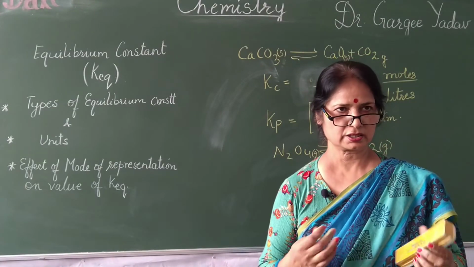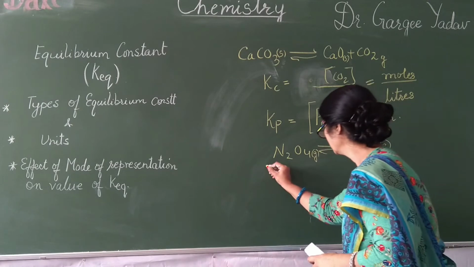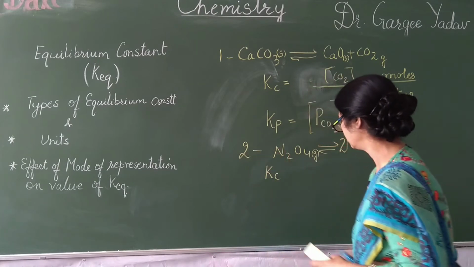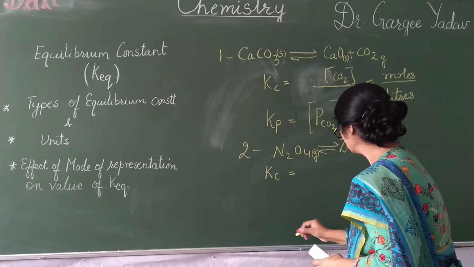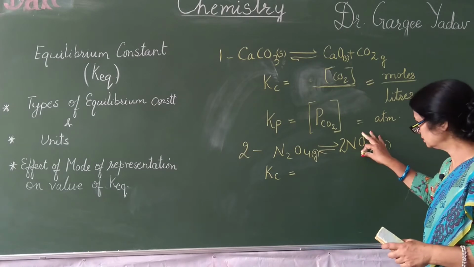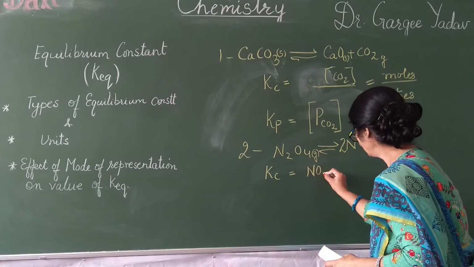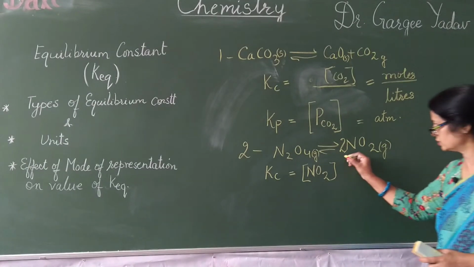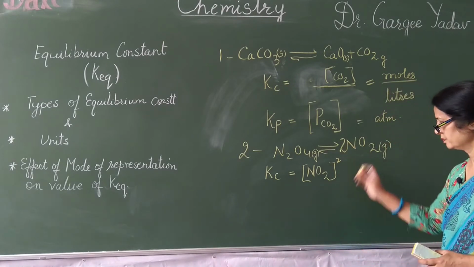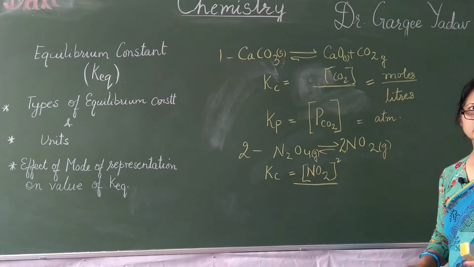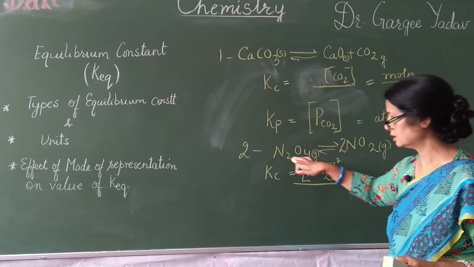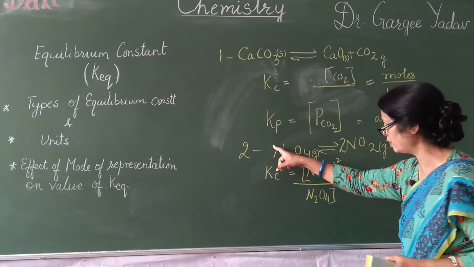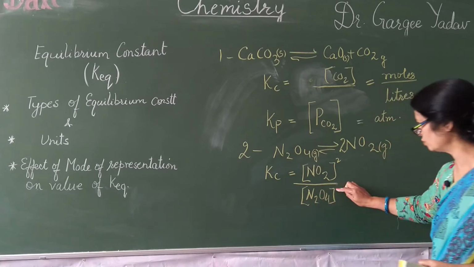So when we write Kc, we will write it in this form. This was our first example and this is our second example. Kc will be equal to the active mass of the products, taking stoichiometry into consideration, so NO2 will be raised to the power 2, divided by the active concentration of N2O4. Since the stoichiometry is 1 over here, it is raised to the power 1.